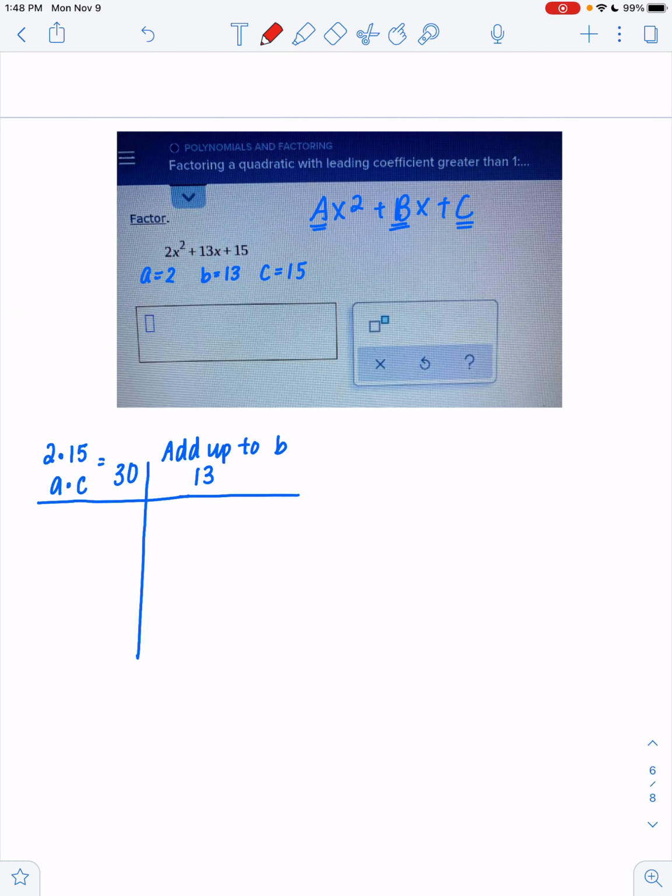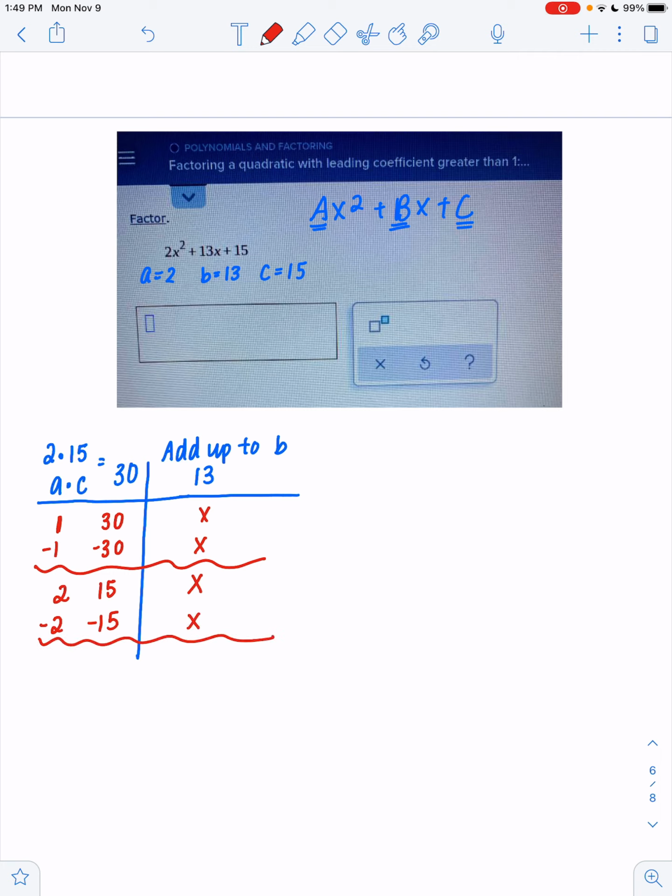So the very first factor is going to be 1. And 1 times 30 gives us 30, but 1 plus 30 does not give us 13. Okay, and we're going to go in order. Oh, sorry, we also want to do the negative. So negative 1 and negative 30 also work, but that's not what we want. So now let's do 2. 2 times 15, but that adds up to 17, so that's not what I want. Negative 2 and negative 15 adds up to negative 17, so again, that's not what we want.